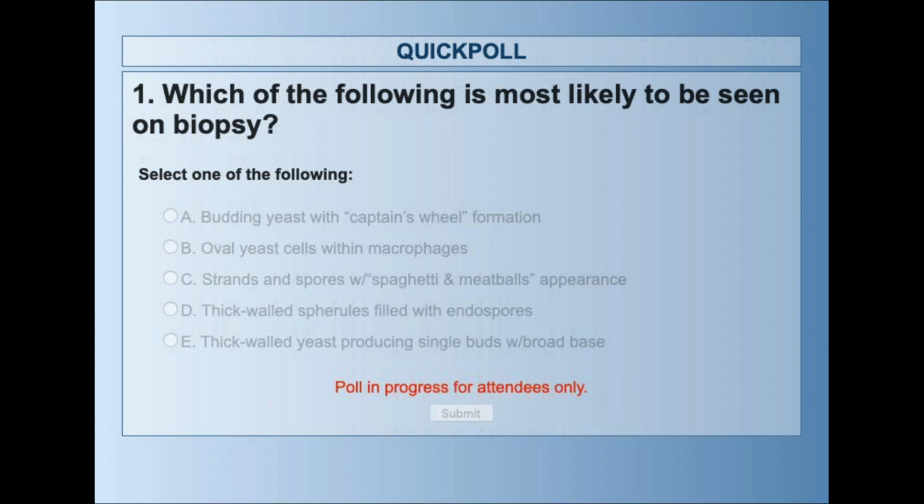Excellent. Thank you so much, Boris. We'll give all of you a few seconds here to respond. I will go ahead and read these answer choices to you one more time because some of them are a little lengthy and got truncated. E, thick-walled yeast producing single buds with a broad attachment base. D, thick-walled spherules filled with endospores. C, strands and spores with spaghetti and meatballs appearance. B, oval yeast cells within macrophages. And A, budding yeast with captain's wheel formation.